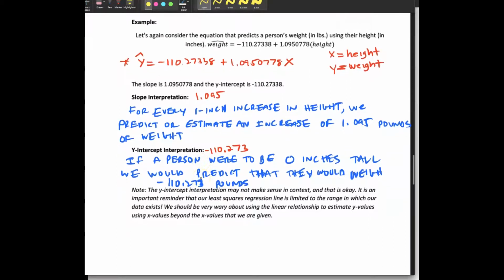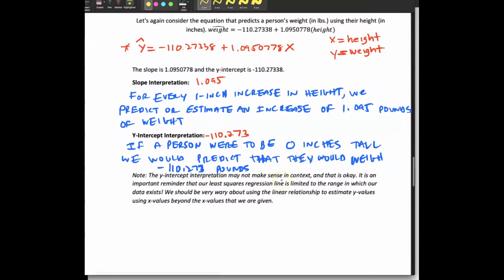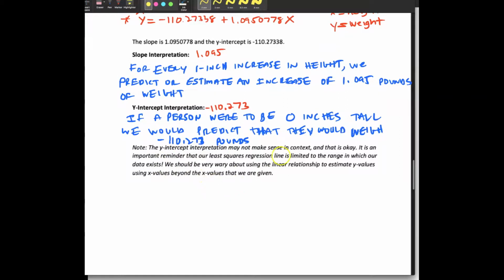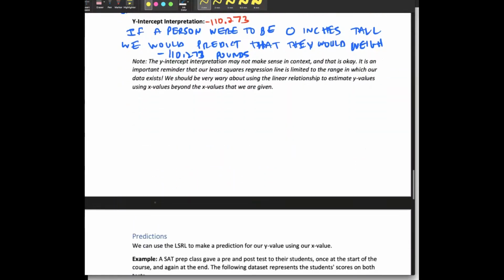And the y-intercept interpretation is if you had a person for some reason be 0 inches tall, we would predict they would weigh negative 100 pounds, which doesn't make sense. And you got to read this note here, that sometimes the y-intercept may not make sense in the context. And that's okay. The least squares regression equation really is a good predictor for the values we have, not for values that are really far out or for the future or in the past. So you just got to keep that in mind.